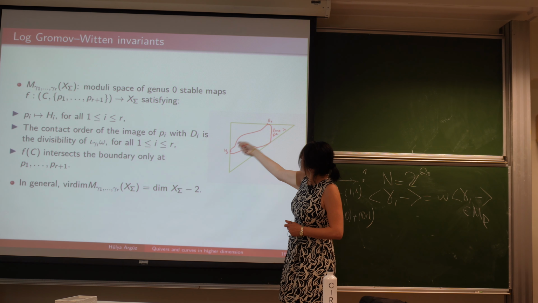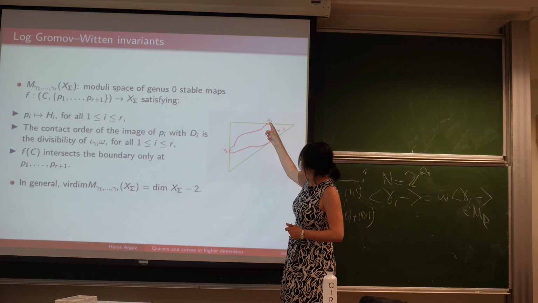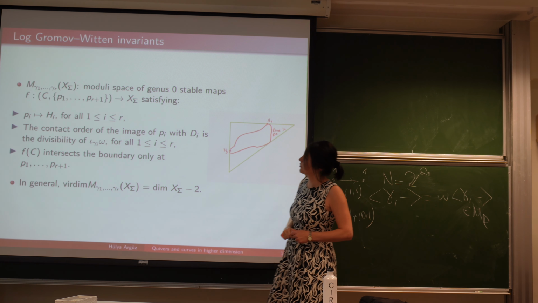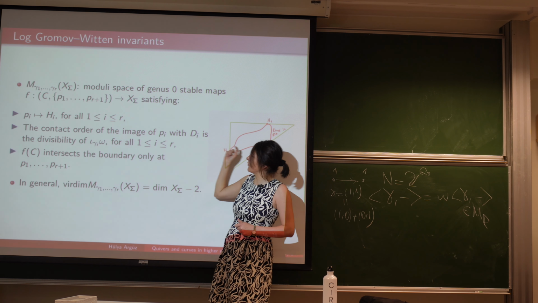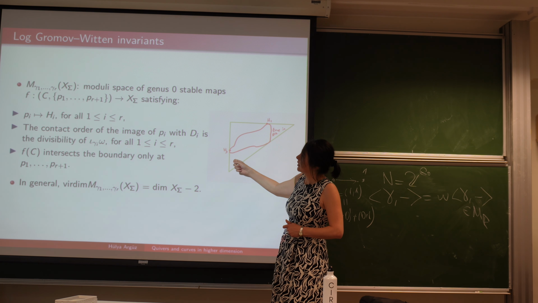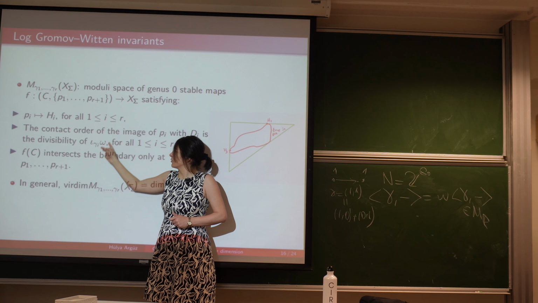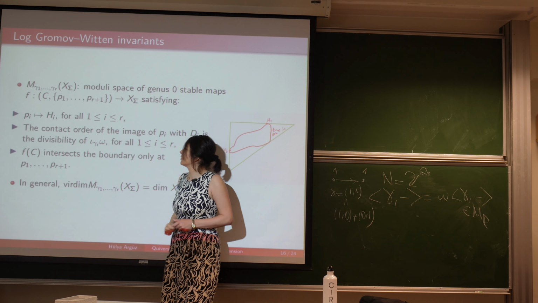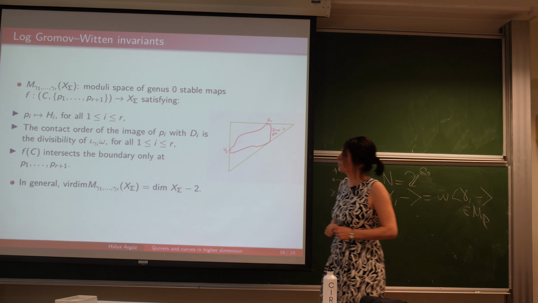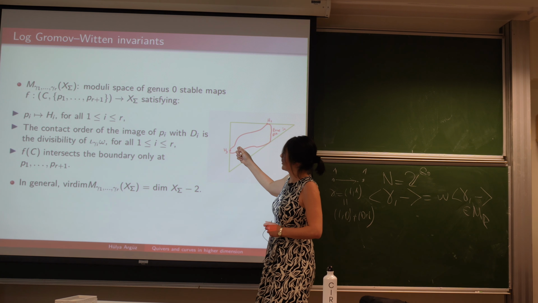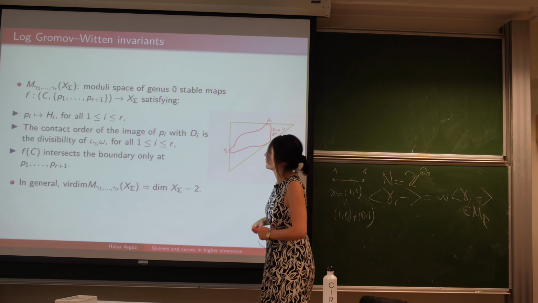So here I will take 3 pointed maps where my first point and second point should map to H1 and H2, and the contact order of the image of these points with the boundary should be equal to the divisibility of this vector you obtain by contracting gamma I along omega. And furthermore, I want to impose the condition that the image should intersect the boundary only at these points.